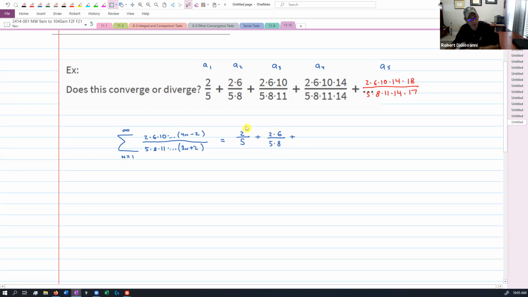And then I plug in 3. So if I plug in 3 up here, I get 12, take away 2, it's 10. So I'm going to follow this pattern until I get to 10. And on the bottom, plug in 3, we get 9 plus 2 is 11. So I follow that pattern until I get to 11. Do y'all see how this works? It's weird notation, but it's important that you're able to take this and convert it into this. You understand?